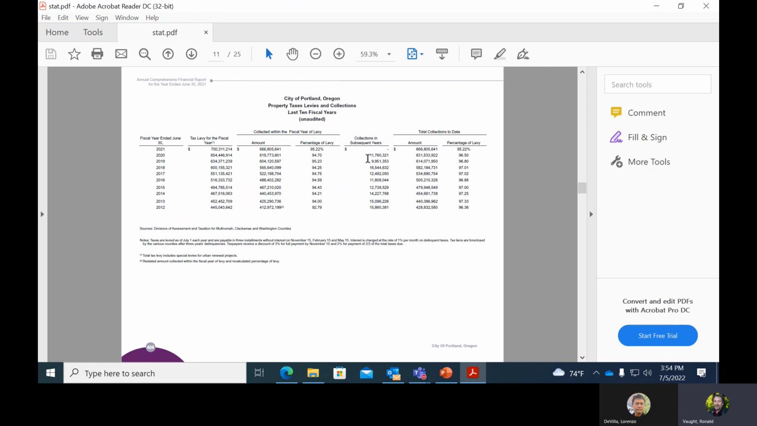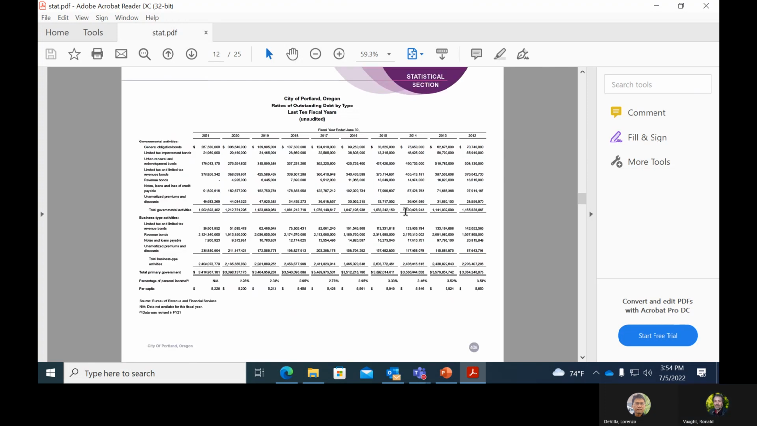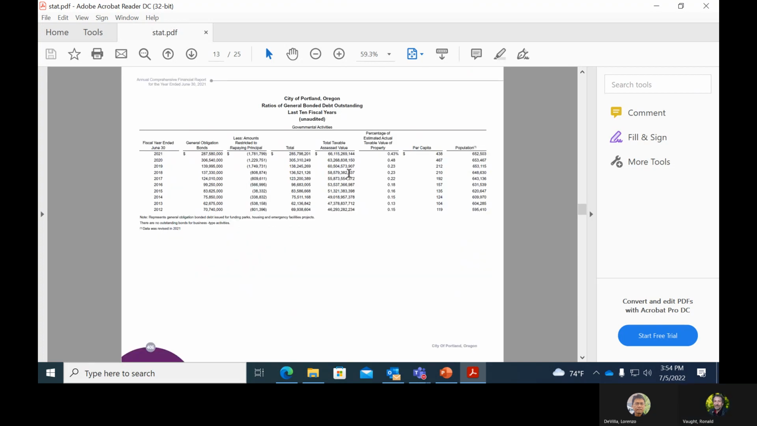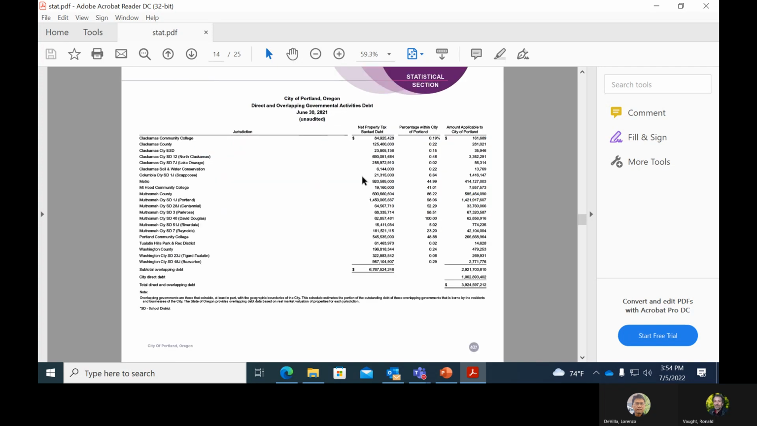The property tax levies, like dollar amounts. And ratios of outstanding debt, so we're looking at the different types of debt that we have in total. Then GO bond debt outstanding. And then overlapping debt. So this kind of gives you a better idea of what the entire debt load is on the urban area, not just what is City of Portland.